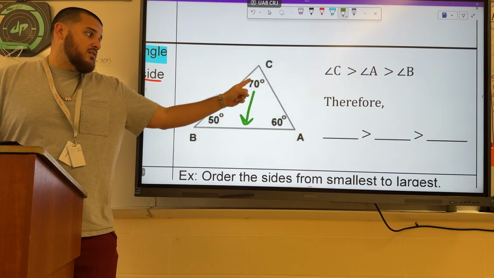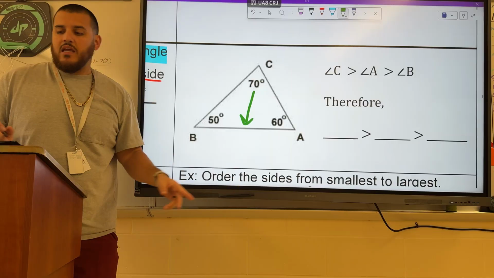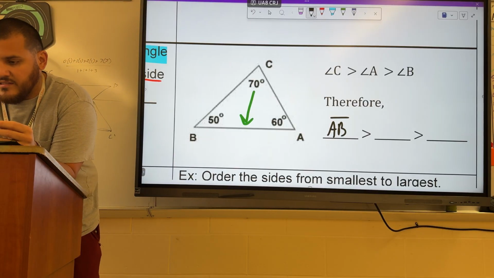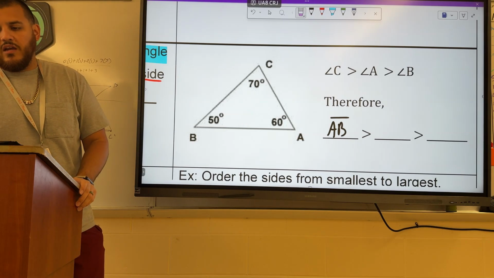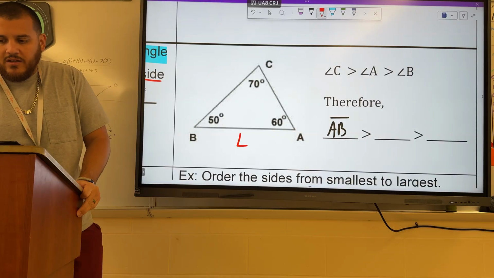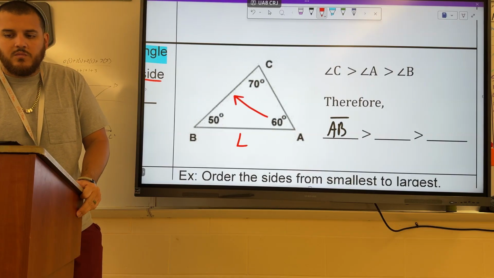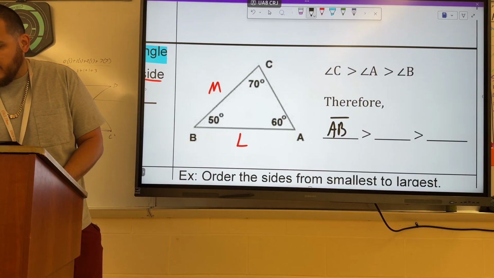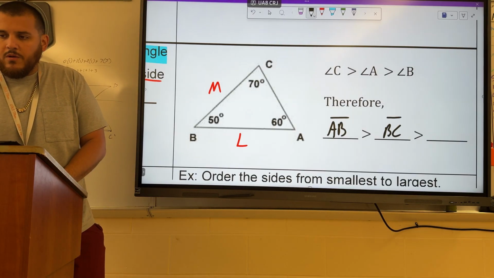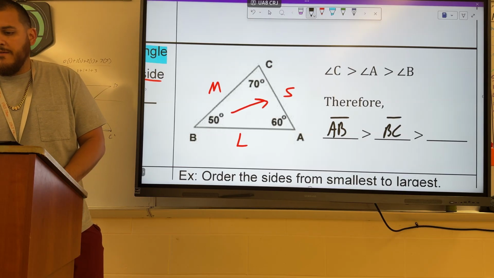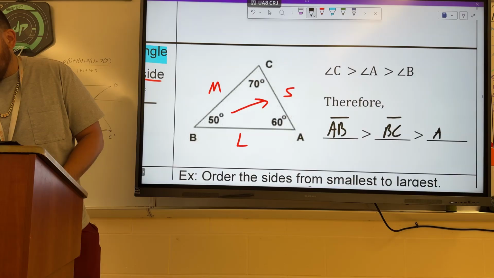So our largest angle is across from the longest side. AB is across from angle C, therefore AB would be the longest side of this triangle. Again, we can think of that as the longest side. Our next biggest angle is the 60 degrees. That's across from side BC, so that'd be my medium side. All right, and then my smallest angle is the 50 degrees. That'd be across from my smallest side, which is side AC.